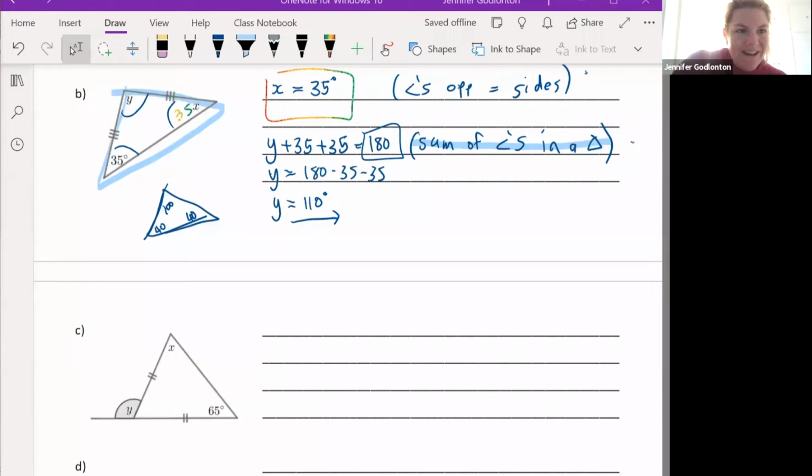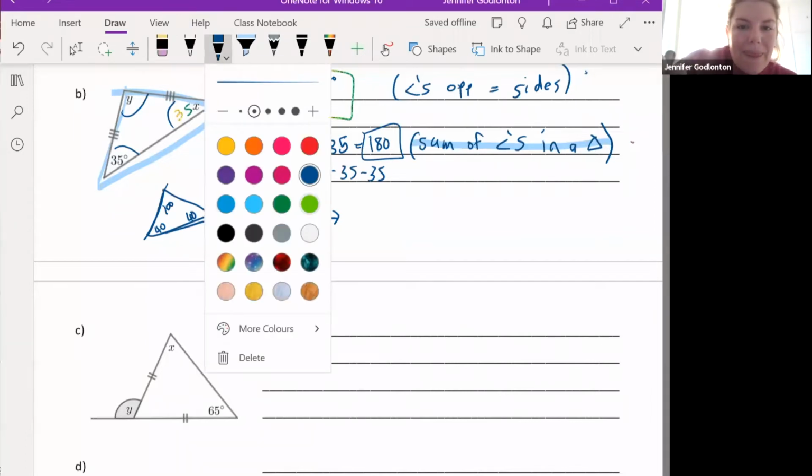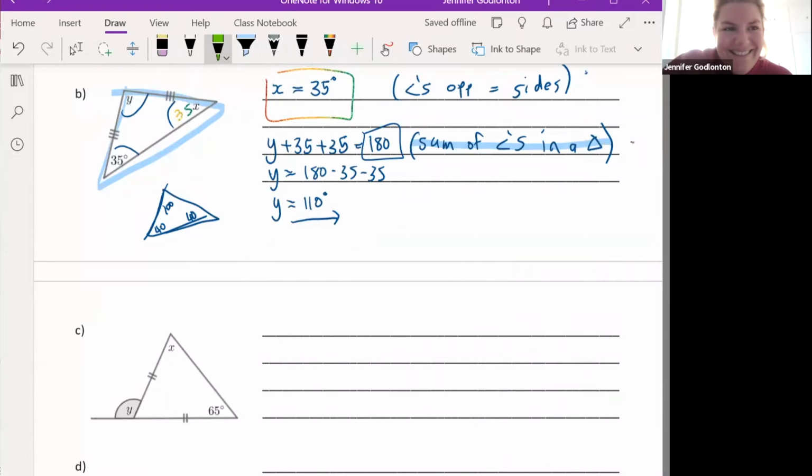Okay, I'm going to try and find a hand that we have not had yet today. So, Letwin, can you talk me through some of it? Ma'am, I'm going to try. Okay, so tell me how you'd like to start. Okay, y plus 65 plus 65 equals 180. Why should it be 65?